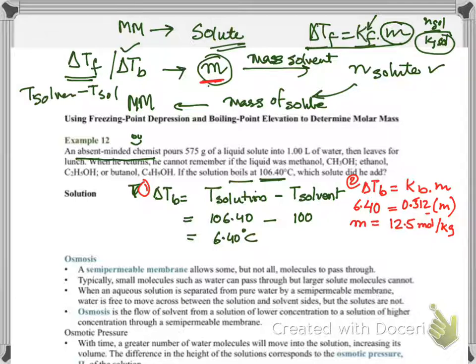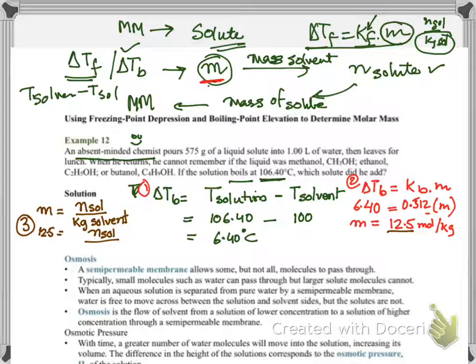My step number 3. What I have to do in step number 3, I will use my molality and the mass of the solvent to find out the moles of the solute. So molality is moles of solute divided by kilogram of solvent. I know my molality value from here, which is 12.5. Moles of the solute, I don't know that.